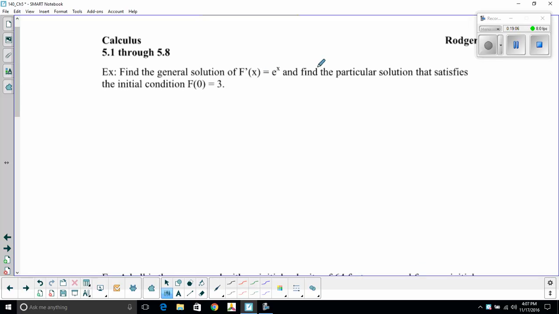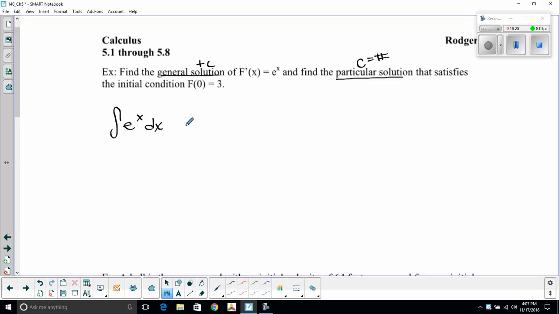All right, find the general solution and the particular solution that satisfies the condition. So first, the one with plus c. The general solution is plus c. The particular solution is like c equals a number. This satisfies the condition. Okay, so the antiderivative of e to the x dx.